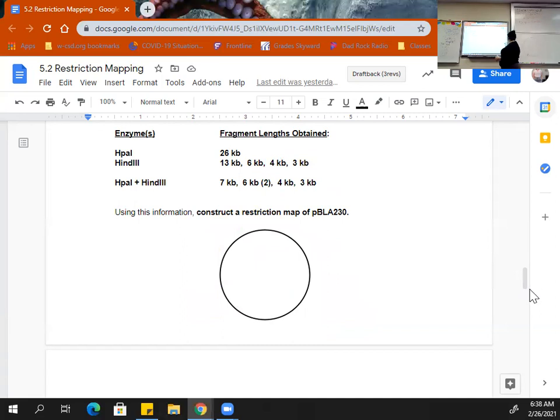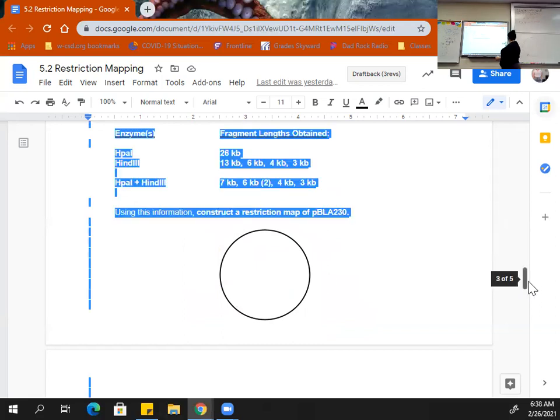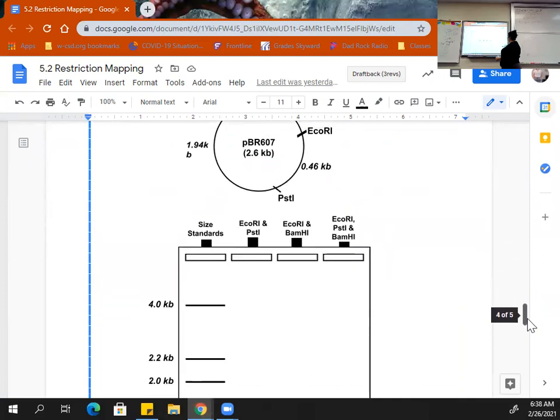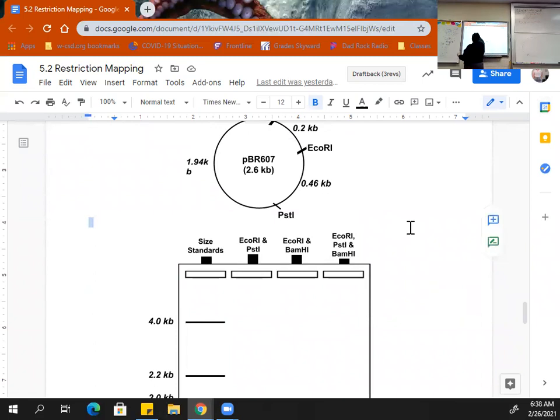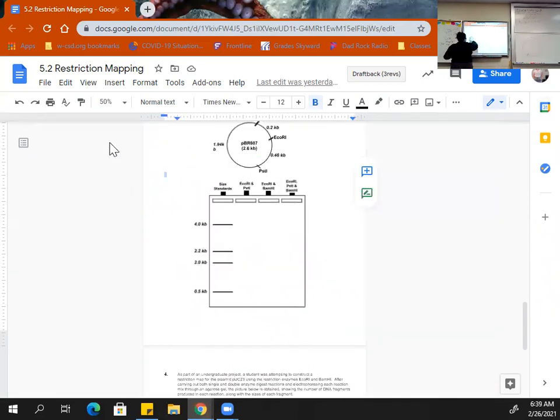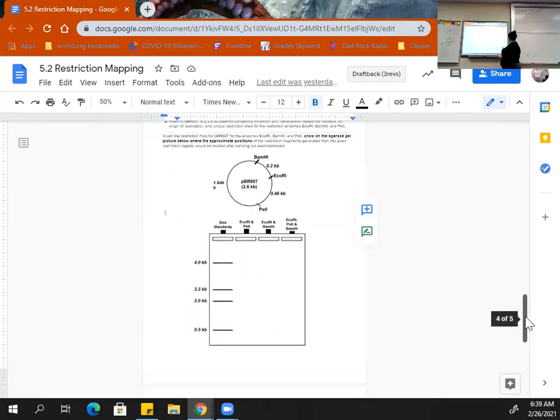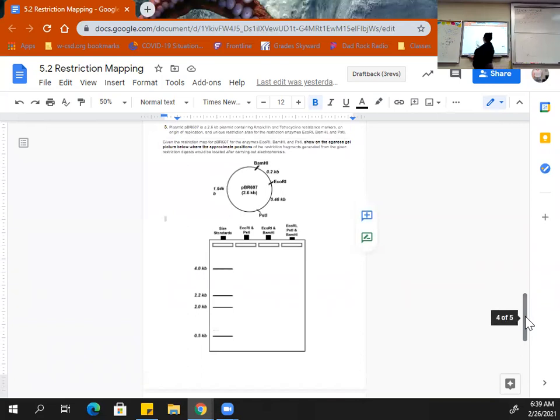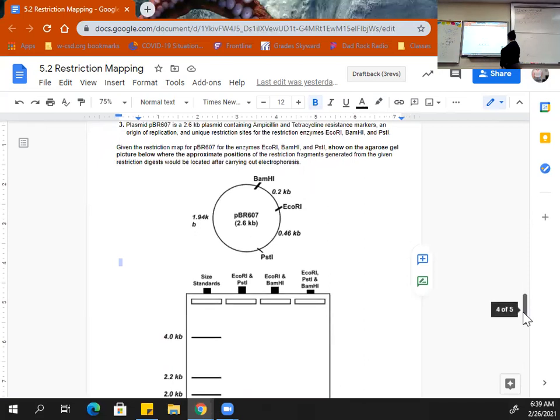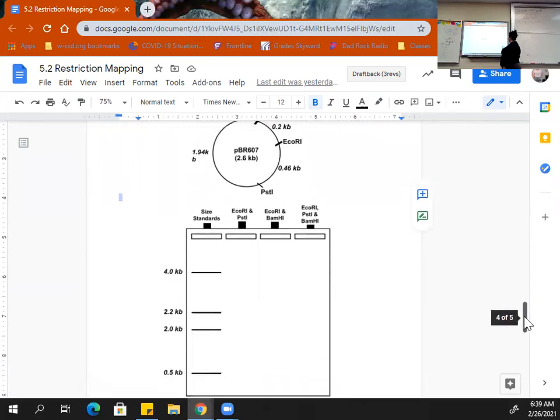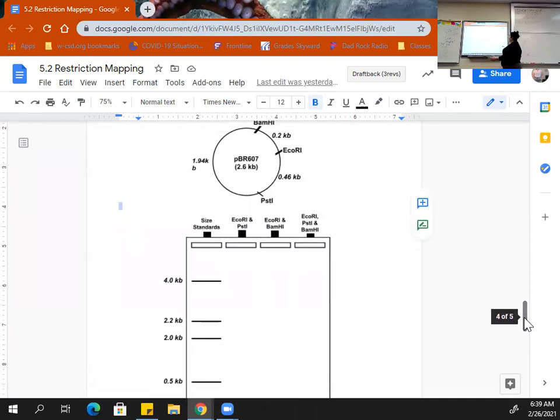Next, we are going to draw our gels or our bands on our gel based on our restriction map. So let me see if I can zoom in slightly more. Okay, so again, we're looking at BamHI and EcoRI. And PstI. So again, first we have EcoRI and PstI.